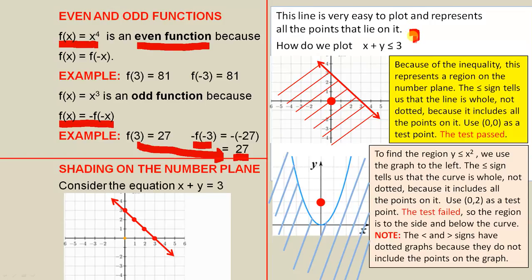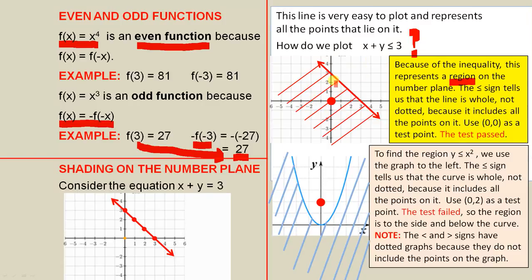How do we plot x plus y is less than or equal to 3? Because of the inequality, that is the less than sign there, this represents a region on the number plane. So we're looking at a region, that is an area. We're not just looking at a line. The less than or equal to sign tells us that the line is whole, not dotted, because it includes all the points on it. So whenever you see an equal sign here, you have to have a full line.